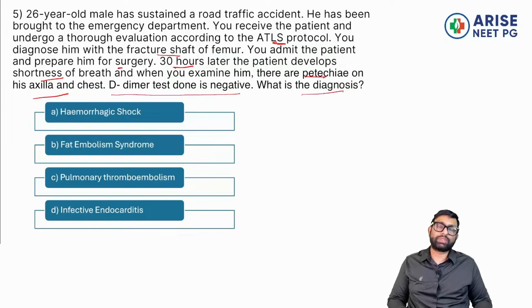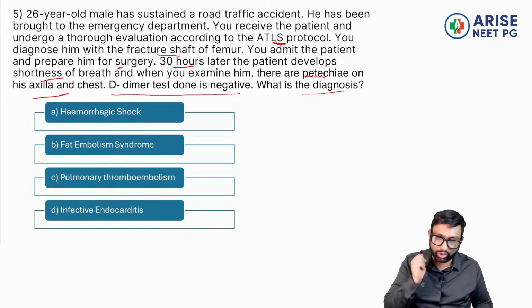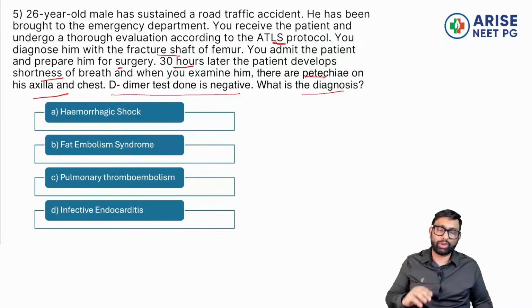What is the diagnosis? Is it hemorrhagic shock? Is it fat embolism syndrome? Is it pulmonary thromboembolism? Or is it infective endocarditis? Can you tell me the answer to this? I will give you some time. Put your answers up in the comment box.